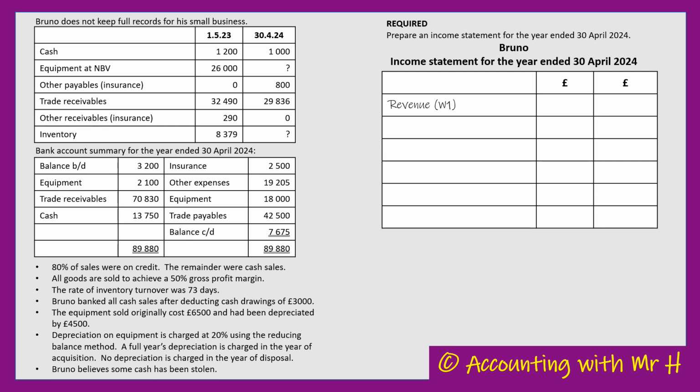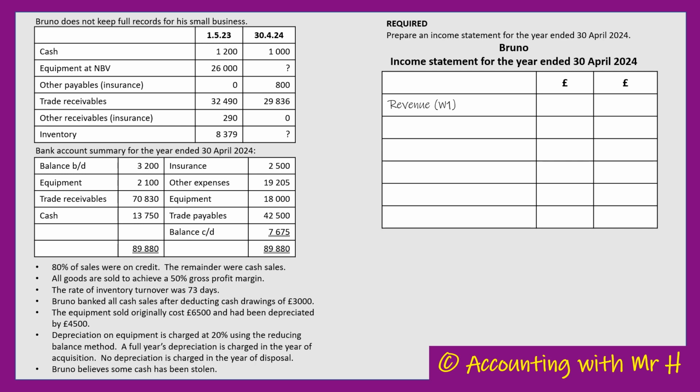Well, I haven't been given a cash account. So although they've told me the remainder were cash sales, that's not really going to help me yet because I don't have a cash account. So I've got to look at the other part then. 80% of his sales were on credit. And if they're on credit, that means he's got trade receivables.